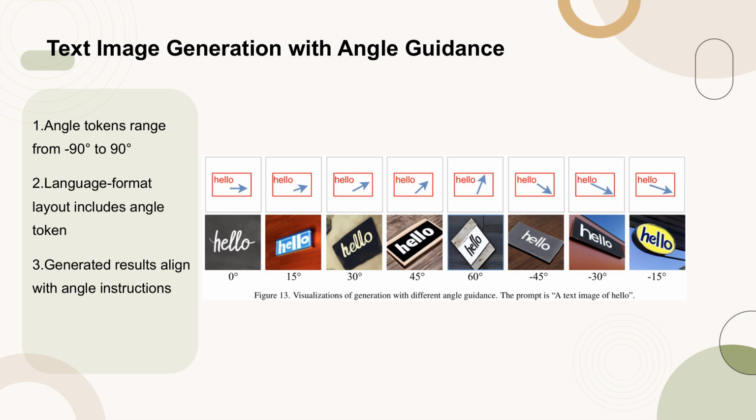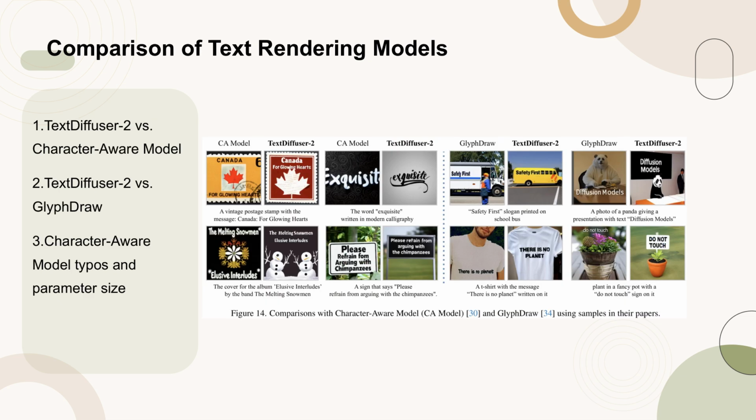Figure 14 presents a comparison between TextDiffuser-2 and 2 other models, the Character-Aware model, CA model, and GlyphDraw, using samples from their respective papers. The figure highlights 4 samples for each method, demonstrating TextDiffuser-2's superior rendering accuracy over the Character-Aware model, which is noted for its typographical errors such as missing letters and incorrect spellings. Additionally, TextDiffuser-2 is shown to outperform GlyphDraw by its ability to render images with multiple text lines. The comparison also notes the character-aware model's reliance on larger language models for enhanced text rendering, contrasting with TextDiffuser-2's effective use of a smaller-scaled clip text encoder.